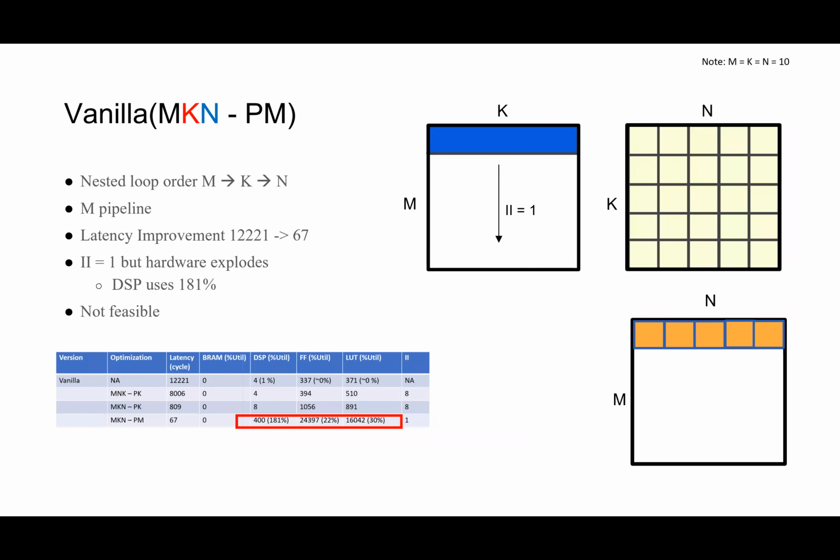The other extreme approach was to pipeline the outermost M loop. We saw the latency improve from 12,000 to 67. While the II achieved 1, the hardware explodes. We overexceeded the DSPs available on the board, which is completely unfeasible.